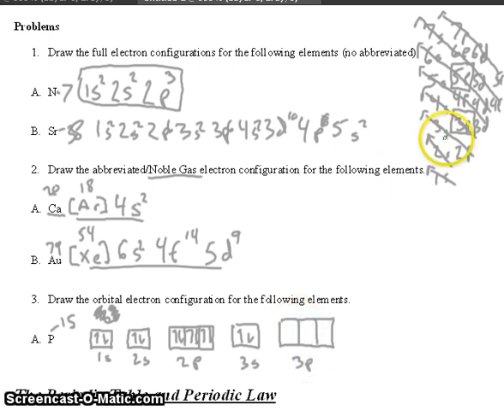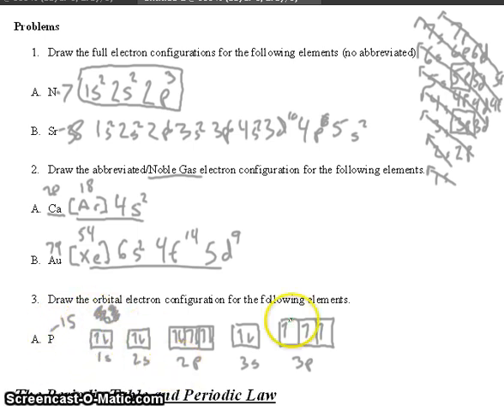3s, then 3p. And instead of putting an arrow here and another arrow there and an arrow here, leaving this one half empty and this one completely empty, Hund's rule says we've got to put an electron in every one of them before we double them up. So we should have 15 arrows because we have 15 as our atomic number, or 15 electrons for phosphorus.